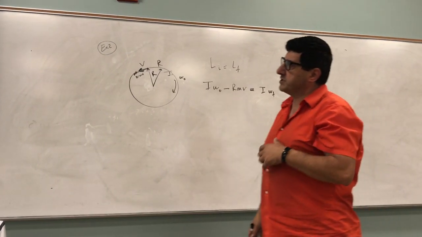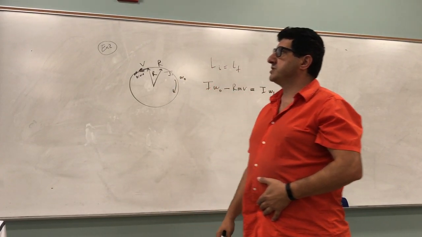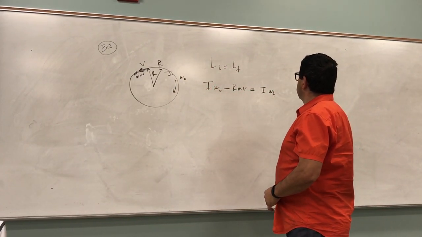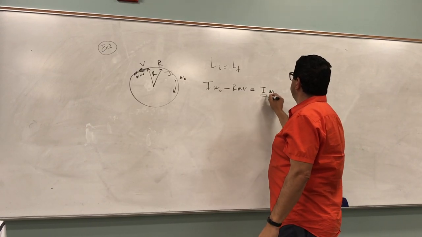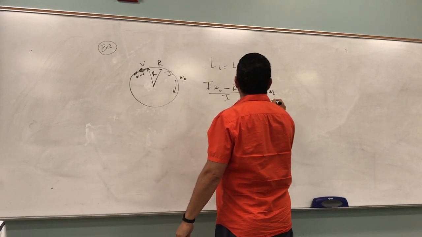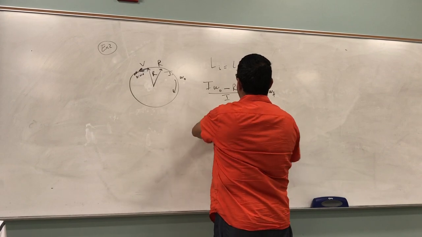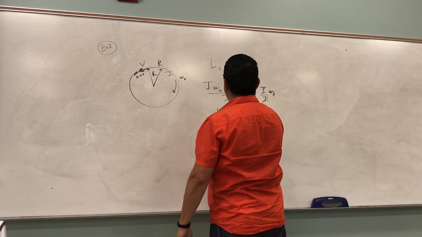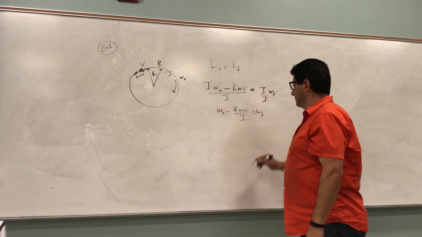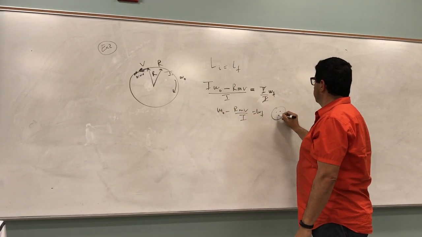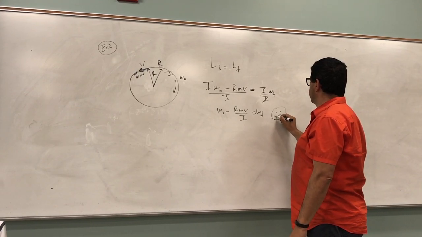Okay, so what's the question asking? What is the angular speed of the lazy Susan after the cockroach stops? So if you did it this way, you're half right. You just divide by I, and then omega final is omega zero minus RMV over I. This is a smiley face, but then a sad face. Half right.